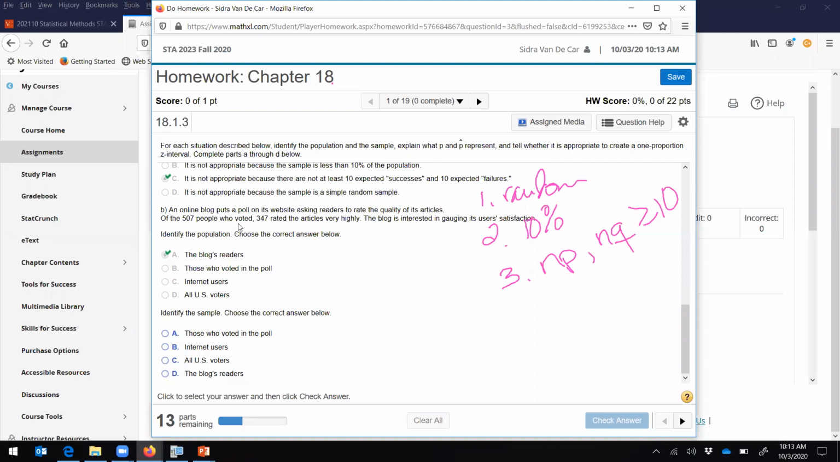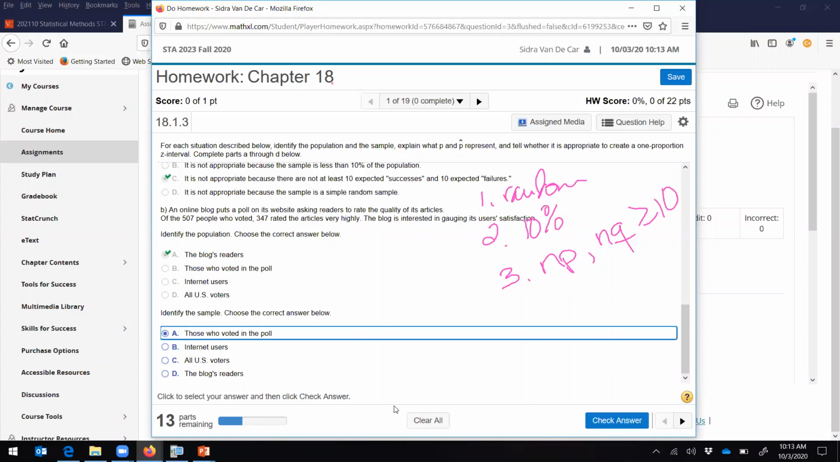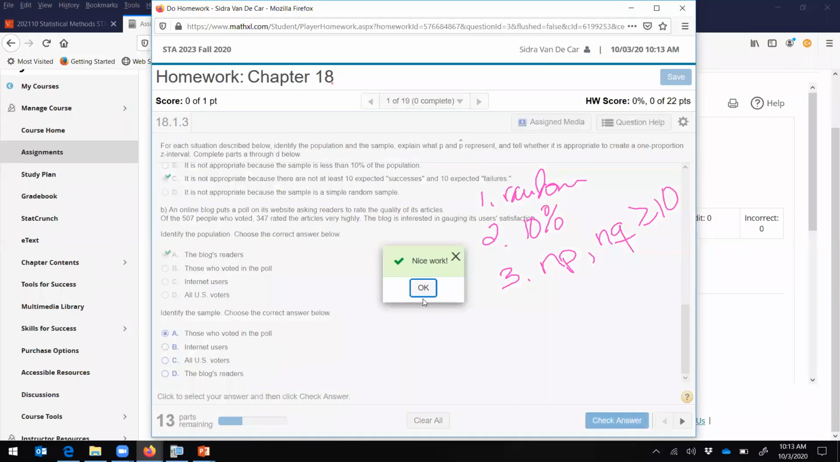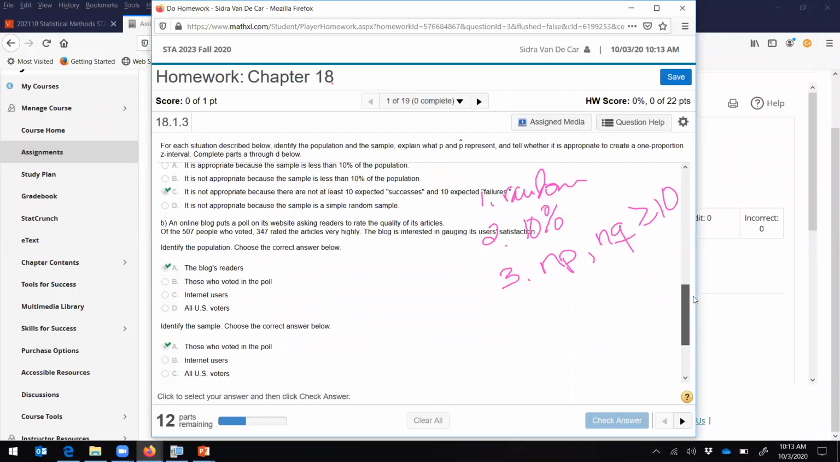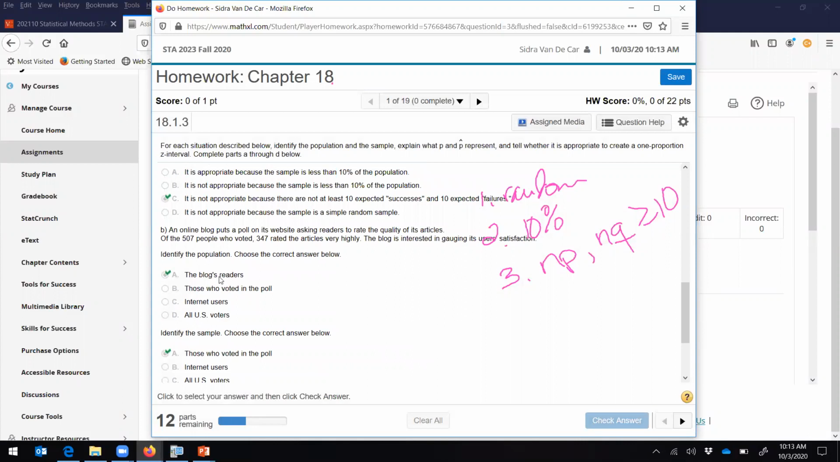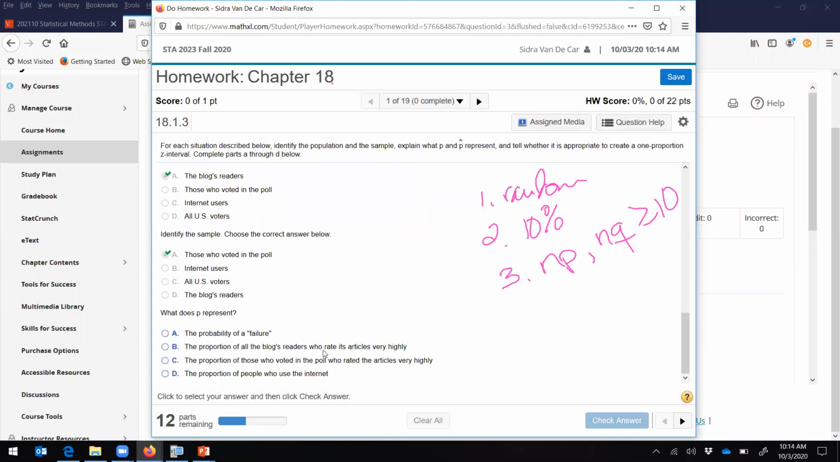The sample is the 507 people who voted. Those who voted in the poll. The p represents, again, remember it refers to the population here. So it's the percentage of the population that rated the articles very highly. The proportion of all blog readers, because that's the population, who rate very highly. So B.